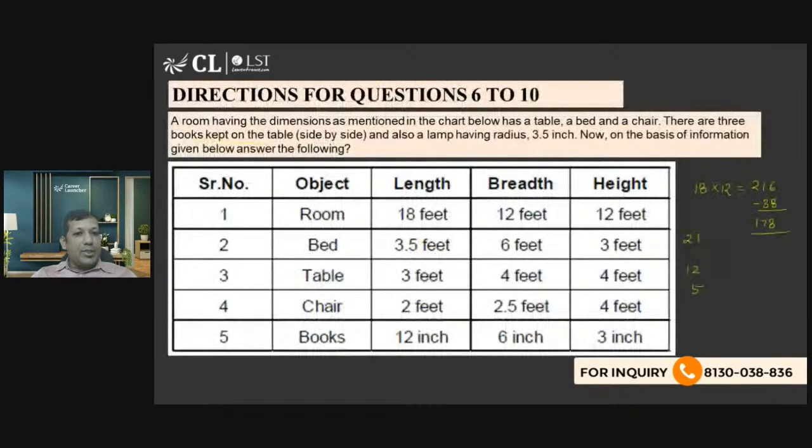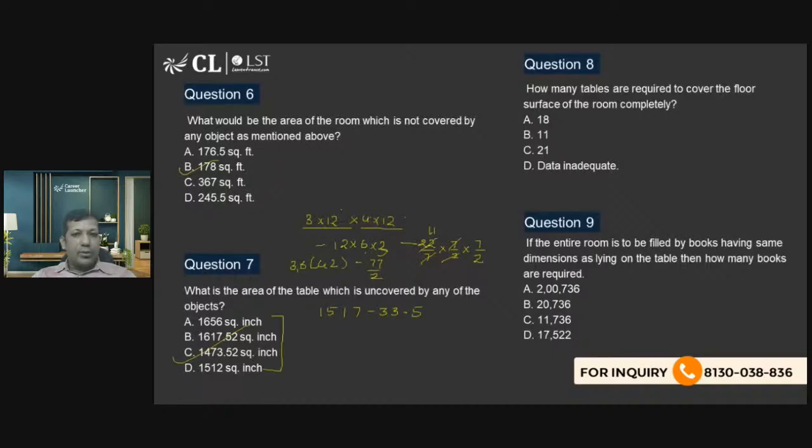Now, how many tables are required to cover the floor area completely? So what is the total area of the room? That is 216, or I would say 12 into 18. What is the area of one table? That is 12. So how many tables are required? 18. Straightforward question is this. Question number 8. Nothing needs to be done in this particular question. Clear?